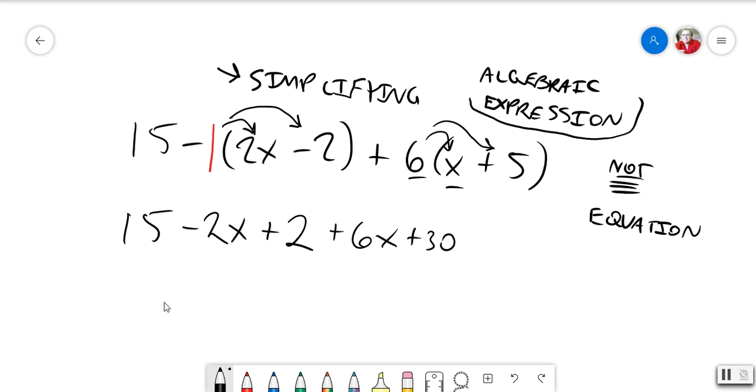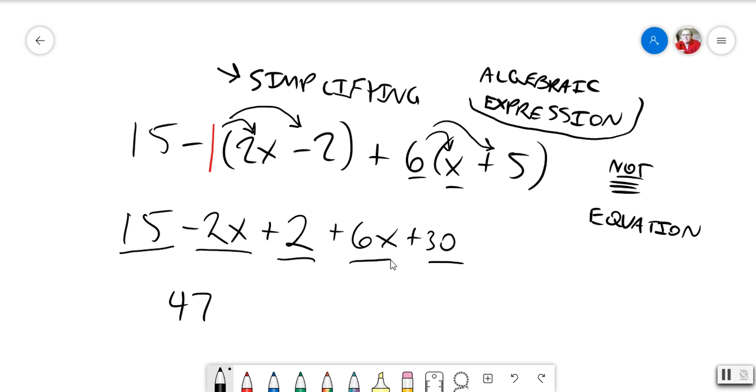Then, you collect your like terms. 15 is a number. There's no variables. So I ignore this. 15 plus 2 is 17. Ignore the x's. 17 plus 30 is 47. So that gives me 47. I now have all my numbers collected.